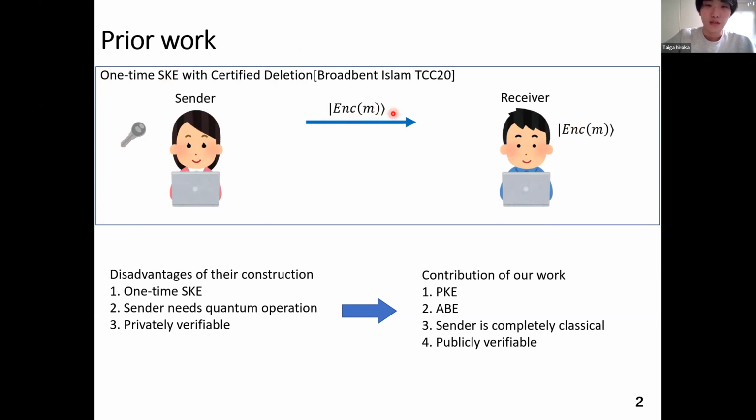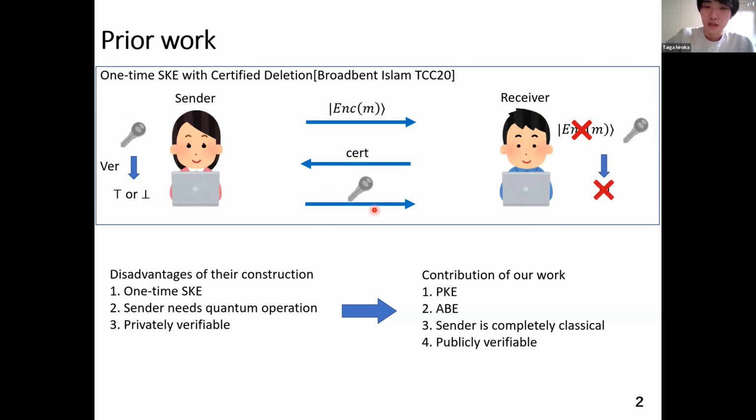After she sends the quantum ciphertext, if she changes her mind and wants to delete the ciphertext, she requests him to delete it, and she receives a classical certificate, which guarantees that he deleted the quantum ciphertext. And then she checks whether this certificate is correct or not using her verification key. When correct, he cannot obtain the message M, even if he receives the secret key of this ciphertext.